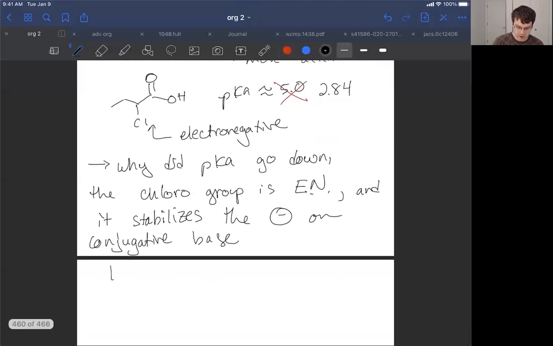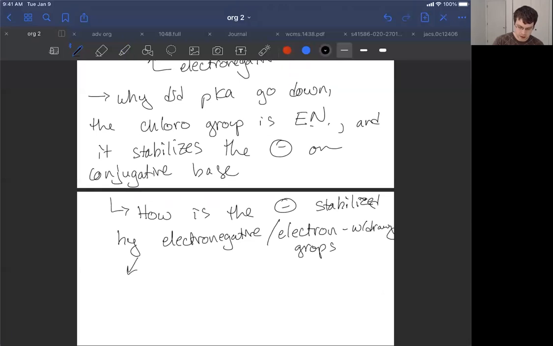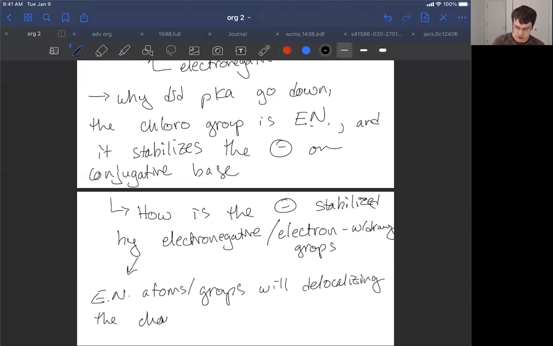Now, that leads us to another question. How is the negative charge stabilized by electronegative atoms or electron withdrawing groups? Well, what this does is the electronegative atoms or groups will sort of stabilize the negative charge by delocalizing the charge through inductive effects.